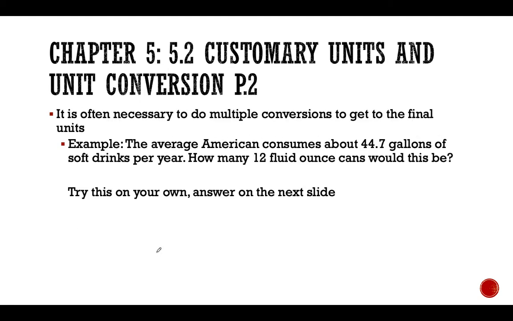Sometimes you have to do multiple conversions to get to the final unit. So as an example, the average American consumes about 44.7 gallons of soft drinks per year. How many 12 fluid ounce cans would this be? So turn off your video, try it on your own, and we'll go over the answer.